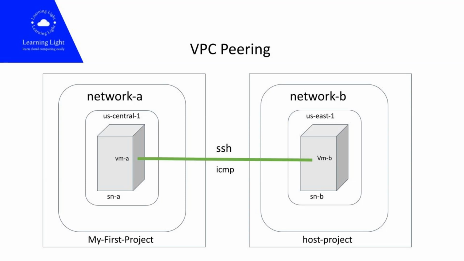Similarly, we will create network B in another project, host project, and we create a new VPC and subnet SNB in US East 1 in this particular project. Once we create both of these networks in different projects, we will create a VM named VMA in network A and VMB in network B. We will peer both of these networks and will notice how each VM can ping the other one. So let's get started.